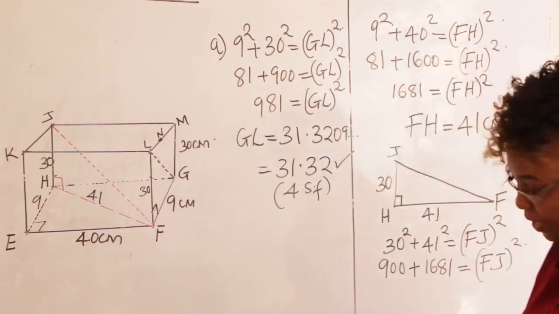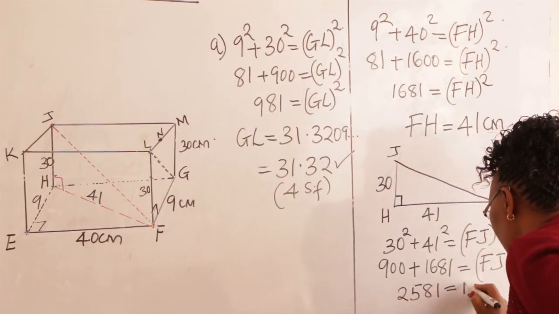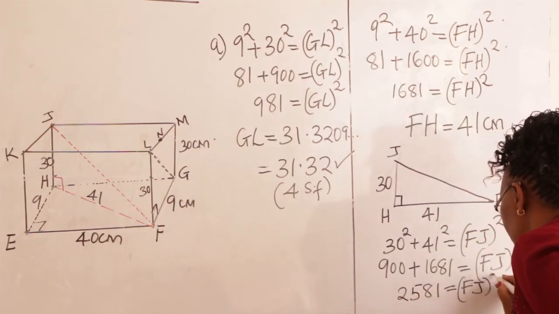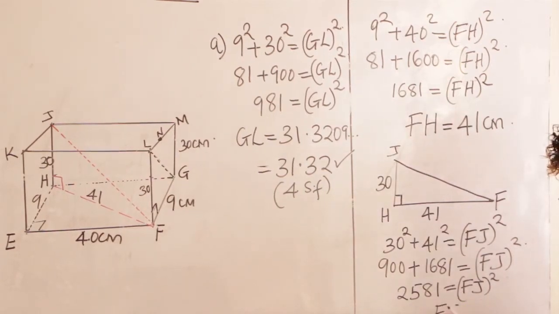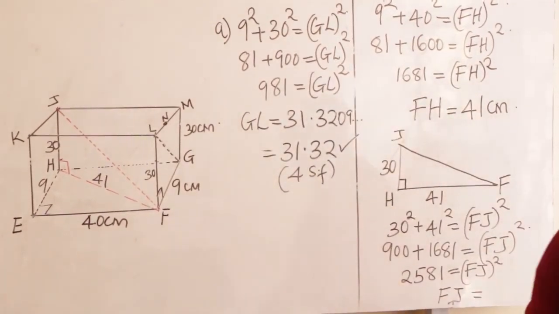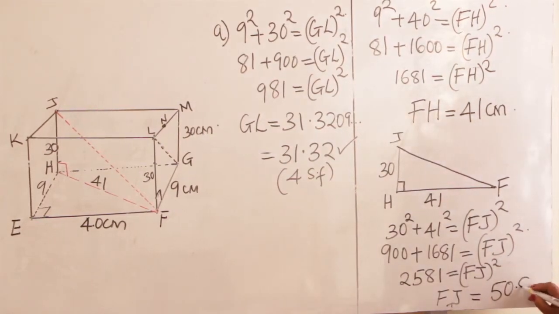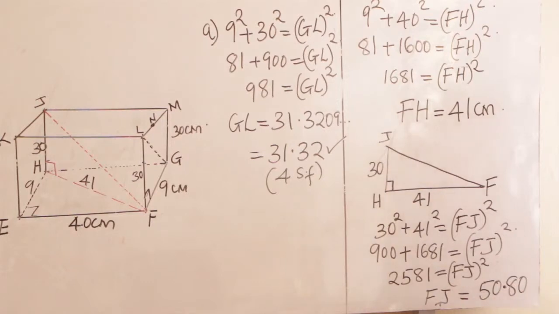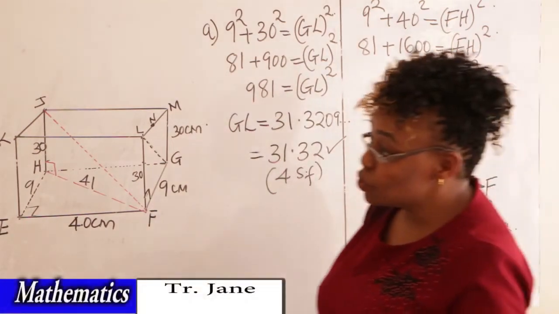You use a calculator to add that. You get 2581 is equal to FJ squared, and therefore using a calculator, FJ is the square root. You get 50.80, correct to 4 significant figures. That hypotenuse there. So you use Pythagoras theorem. We go to part C.